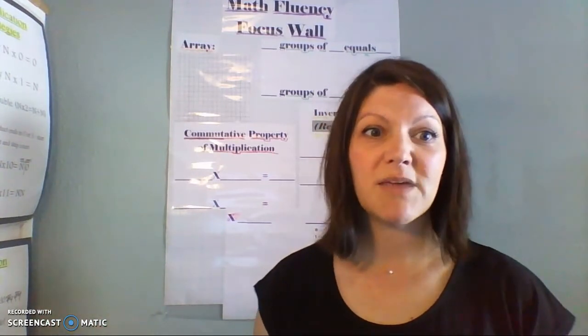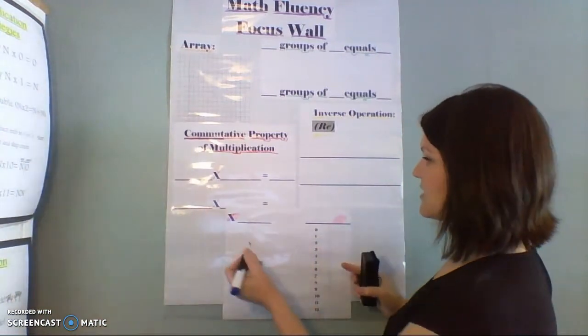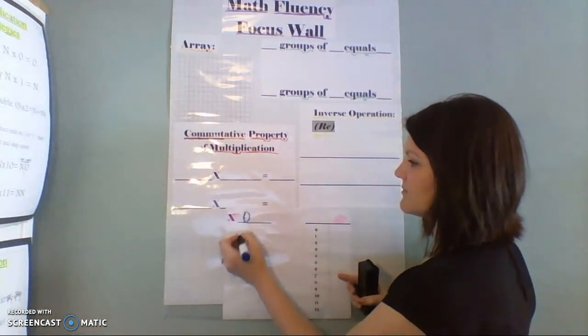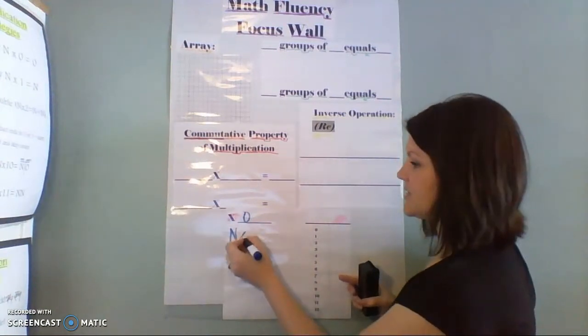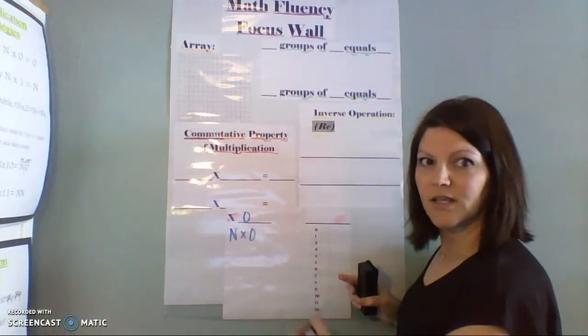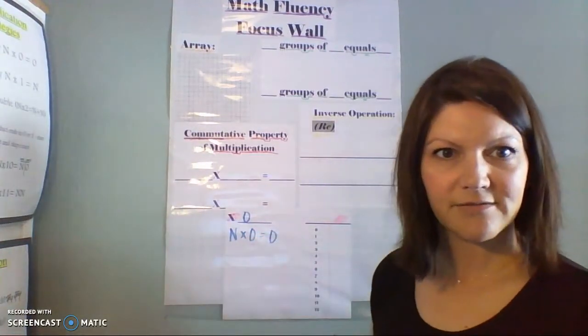0. And if you wanted to make it look really fancy, like you're doing some fancy algebra, it would look a little something like this. Any number times 0 equals 0. Easy enough, right?